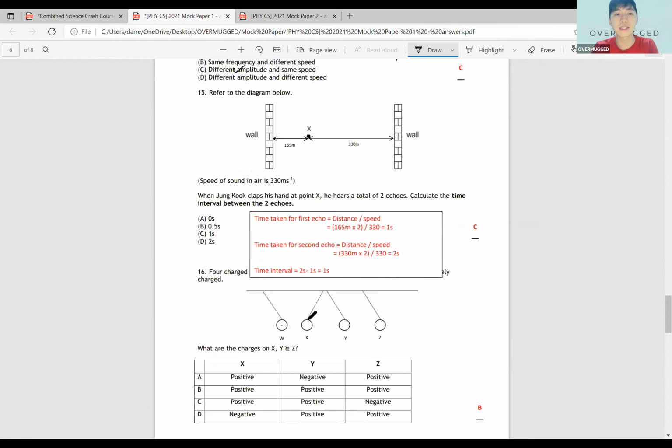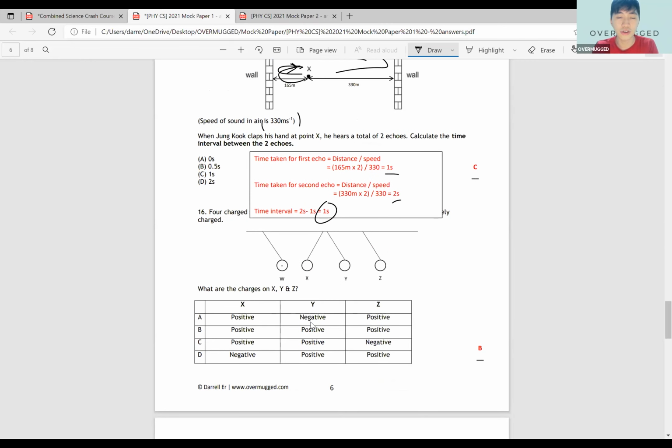Okay, question 15, this is echo, right? So echo, you need to remember, is always there and back. You already have the time taken for the speed of sound in air. So you just need to take the time taken to hit this one, and then the time taken for the longer one. Then the time interval is 1 second.